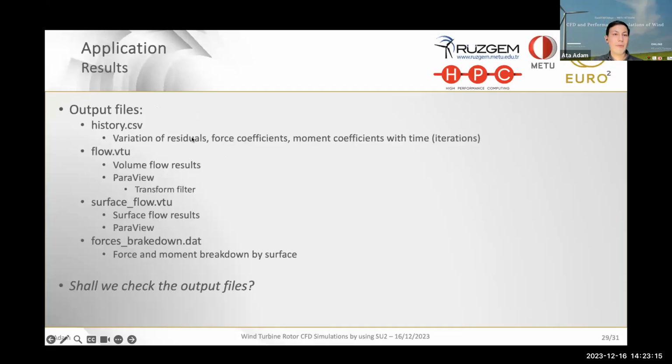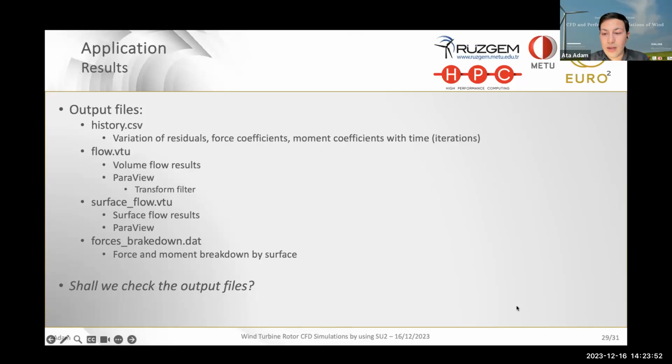So at the end, we'll end up with 4 main output files: the history file containing the variation of residuals, force coefficients, and moment coefficients. We have the 3-dimensional flow file where we have the volume flow results. I like to use ParaView, so that's why it's in VTU format. We have the surface flow results and the force breakdown, which gives the force and moment breakdown by each specified surface. So you may specify the blade, or if you have the nacelle, you can see the forces on the nacelle and the blade separately.